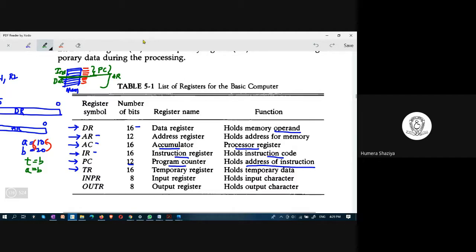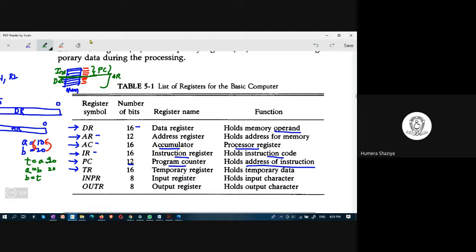T equal to B means T will get 20. A equal to B means A will get 20. B equal to, no, it should be T equal to A. If you say T equal to A, the value you are storing in a temporary variable T. So this is 10. T is having value 10.